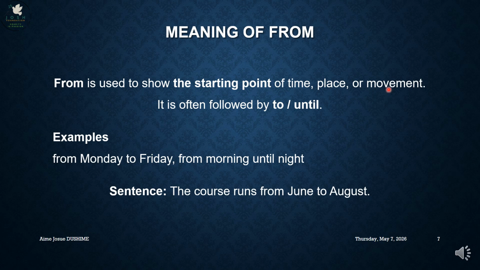When I say from, I just say the starting point of time, place, movement, and it is often followed by to or until. When I use since in terms of the starting point, I don't put the end point. But when I use from, I indicate the start and even the end point of an action. For example, from Monday to Friday, from morning until night. In a sentence, I can say, the course runs from June to August.